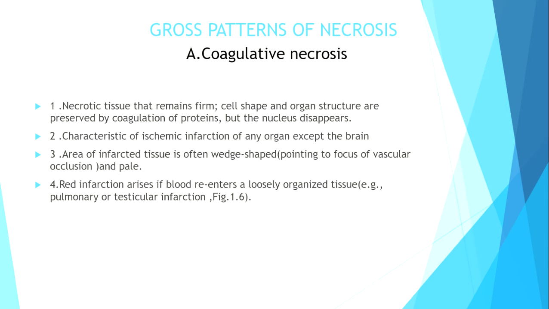Gross patterns of necrosis. Coagulative necrosis. Necrotic tissue that remains firm, cell shape and organ structure are preserved by coagulation of proteins, but the nucleus disappears. Characteristic of ischemic infarction of any organ except the brain. Area of infarcted tissue is often wedge-shaped, pointing to the focus of vascular occlusion, and pale. Red infarction arises when blood re-enters loosely organized tissue.